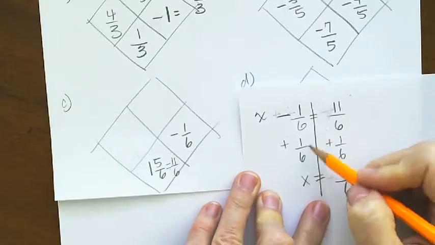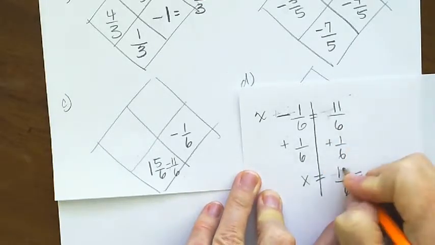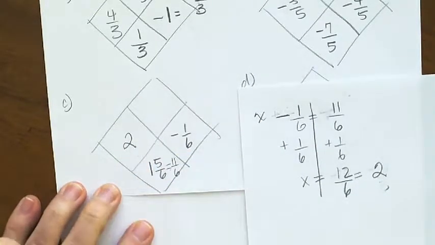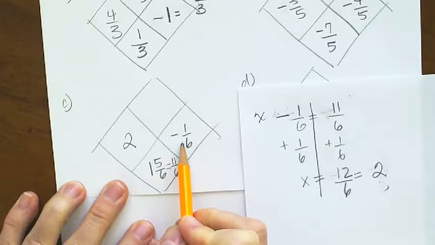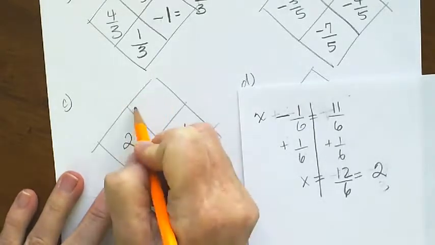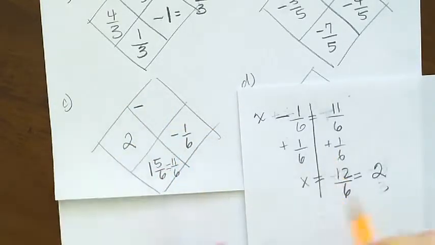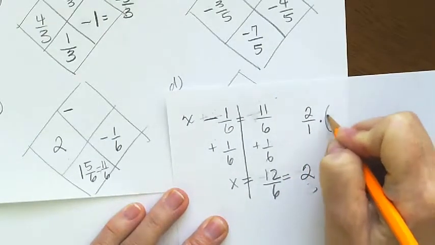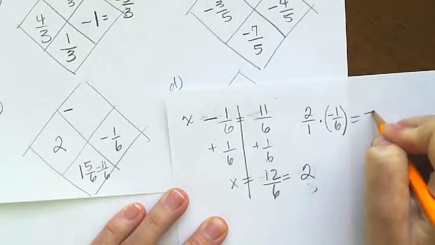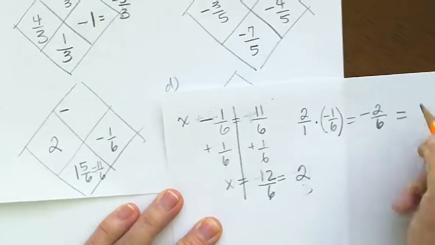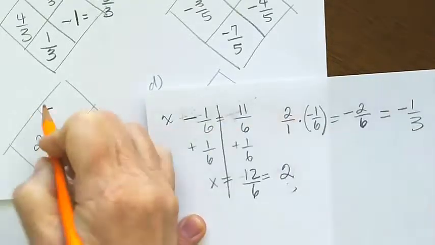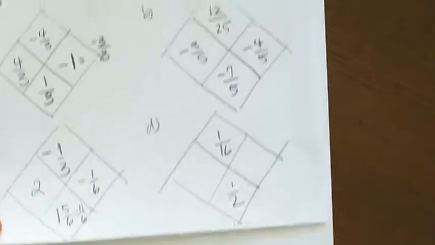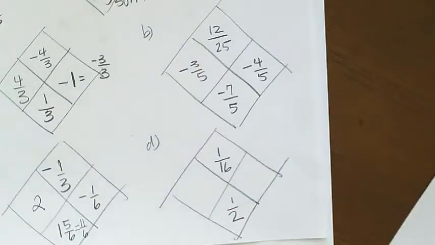Okay, so add 1/6 to both sides. That would give me 12/6, which would reduce to 2. So this is +2. And then if I multiply 2 times -1/6, that would be negative. Remember, when you're multiplying, 2 is the same as 2/1 times -1/6 would give me -2/6, which would reduce to -1/3. So this is -1/3. Nice little review of adding and multiplying fractions.